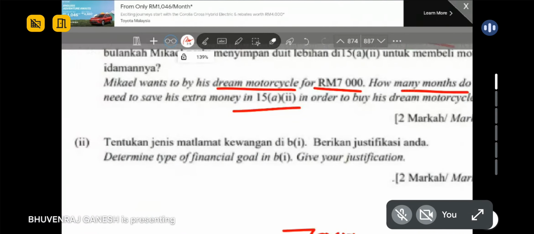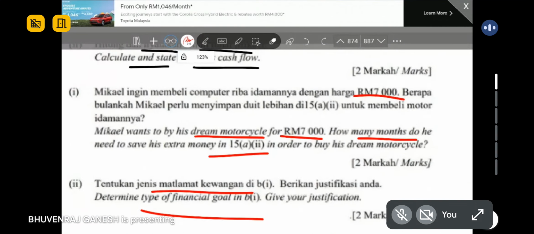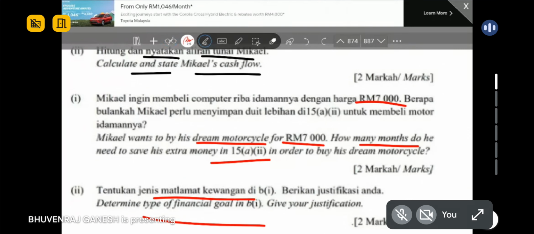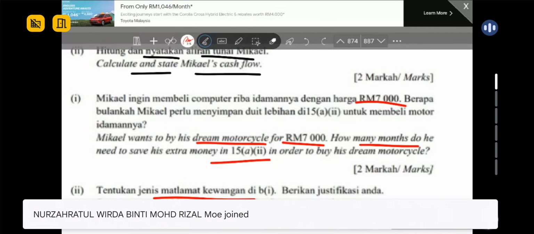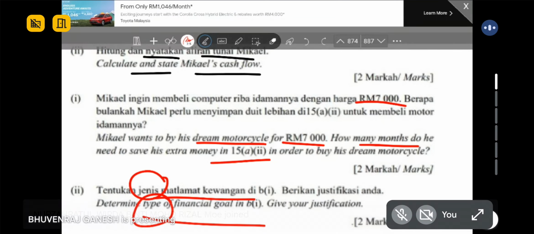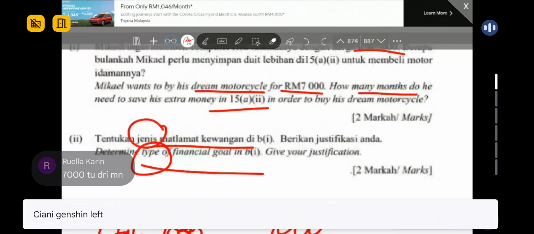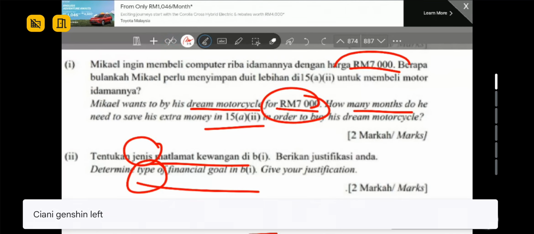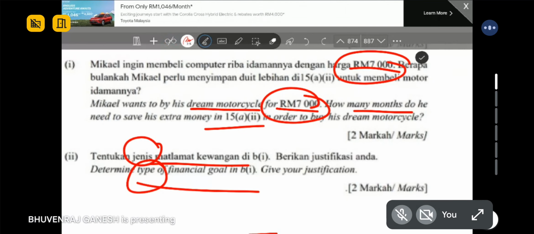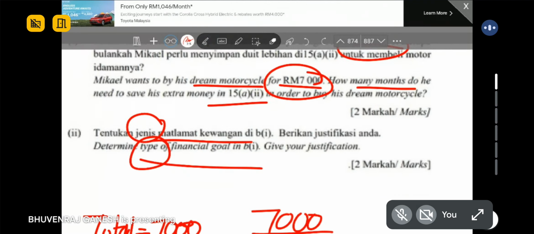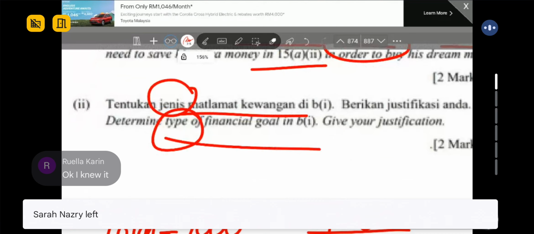So next question, they ask you to determine the type of financial goal. Jenis matlamat kewangan. So what do you guys think? What is the type? Anyone still remember? How many types do we have, guys? Berapa jenis kita ada? 7,000 dari soalan. Can you see? Is the price of the thing you want to buy. Jumlah harga dia.